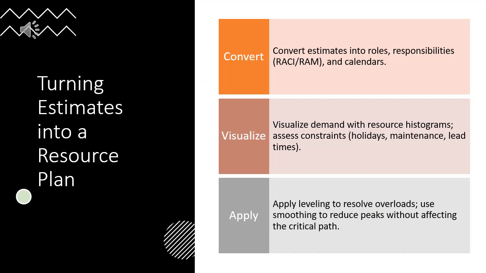Convert estimates into a structured plan and calendar. Define roles and responsibilities with a RACI or RAM. Build a resource calendar for each person and asset. Use resource histograms to visualize demand over time. Assess constraints like holidays, maintenance, or lead times. Apply leveling to resolve overloads without changing scope. Use smoothing to reduce peaks without impacting the critical path.